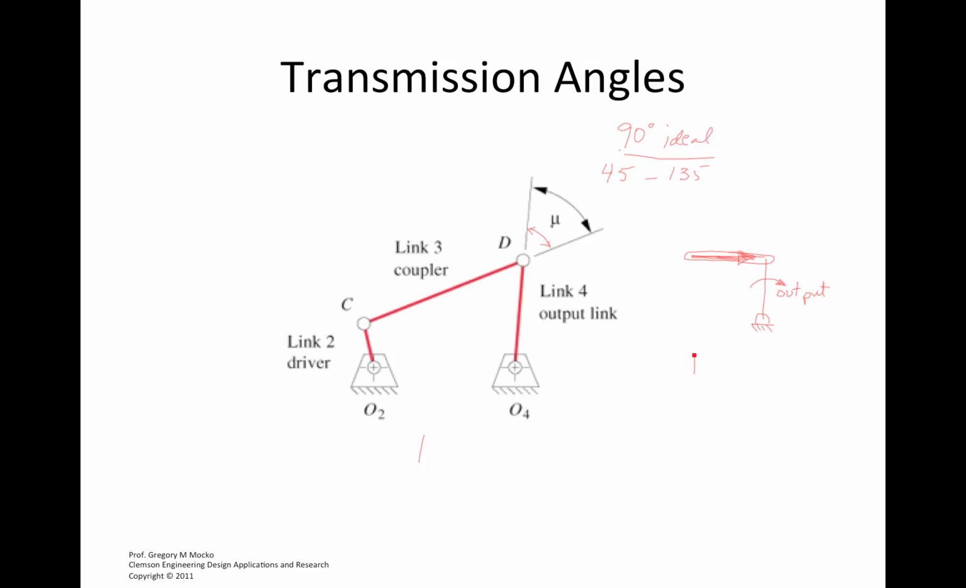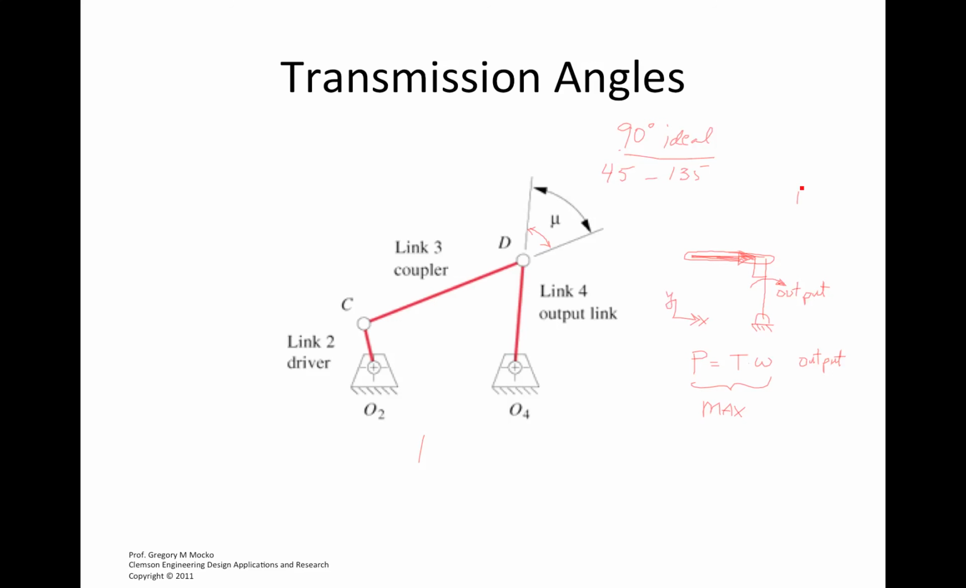If I think about it from a power perspective, the power of this output link is going to be torque times the omega of the output. So this is output power. This is maximized when this angle, the acute angle between the coupler and the output, is 90 degrees. If you think about it from X and Y components of force, the most useful force comes when this is 90 degrees.